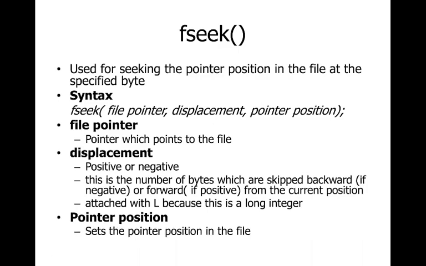Then pointer position: it sets a pointer position in the file. So this file pointer will be pointing to the particular file, and in order to make this displacement, we have to check whether this pointer position is at the starting, middle or end of the file. Based on this pointer position only, it will take this displacement. That is why we are writing this. This negative or positive should be taken from the pointer position. It sets the pointer position in the file.